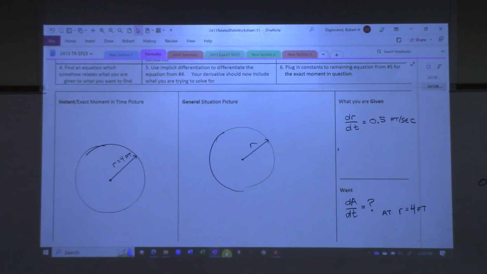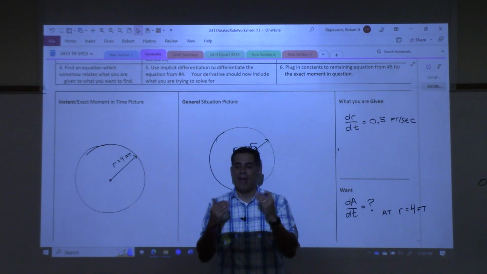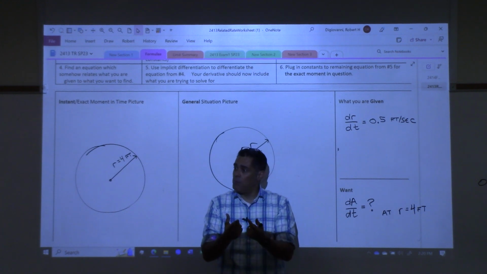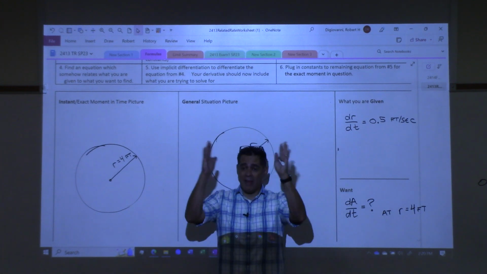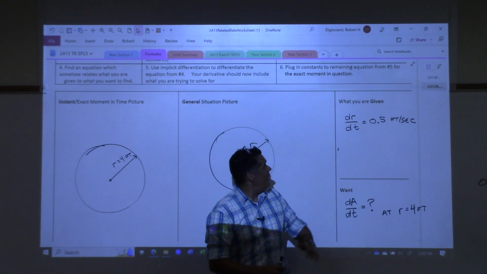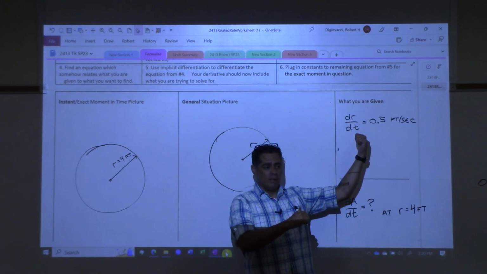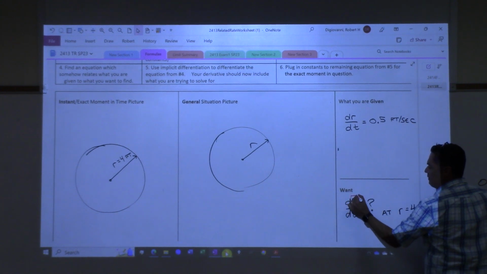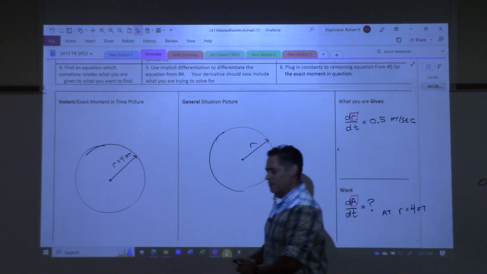I'm trying to find dA/dt. That means I now need to have some equation that would have A in it, because if I differentiate that with respect to time, won't I get a dA/dt? So I now need to come up with an equation. Any equation I can think of that has A in it, the area of a circle, and it would be really nice if that equation also had r in it, because if I differentiate it, I'll get a dr/dt, won't I? So is there some equation that I can think of that connects the area of a circle to its radius? Well, of course. Area is pi r squared.